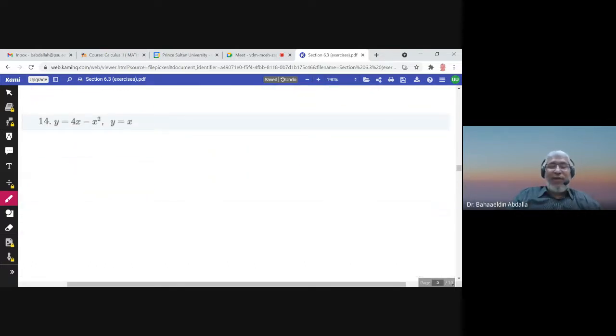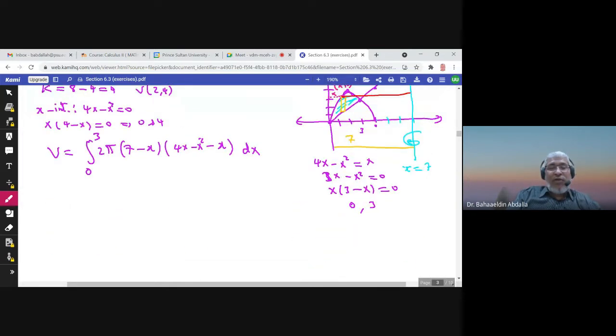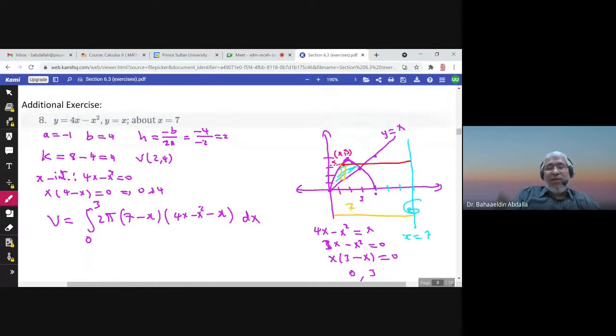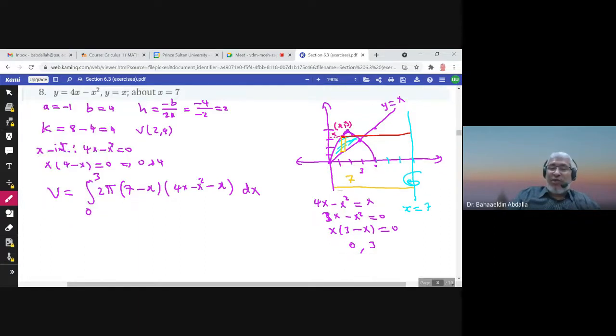We are still doing the rotation about the y-axis. y equals 4x minus x squared. I think we graphed this here. 4x minus x squared and y equals x. Yeah, it is this one. But instead of rotating about x equals 7, he wants to rotate about the y-axis. So I'll use this information. (2, 4) is the vertex. (1, 3) and (0, 3) are the intersection points.